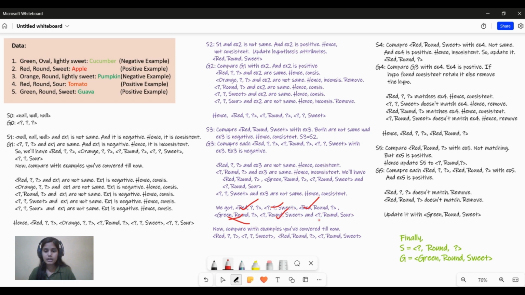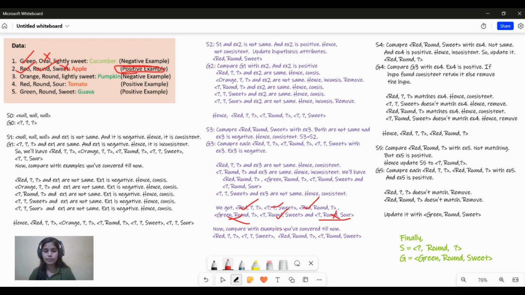Now the next one, question mark, round and sour. Question mark round, as it is negative, consistent. Question mark round, as it is positive, it is not consistent. So we will remove this hypothesis also.